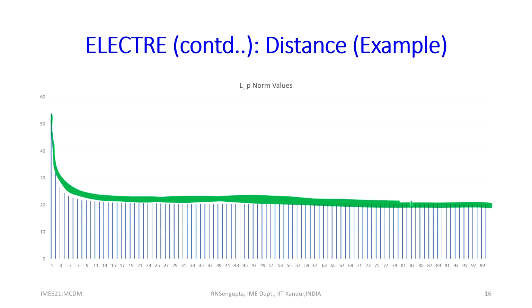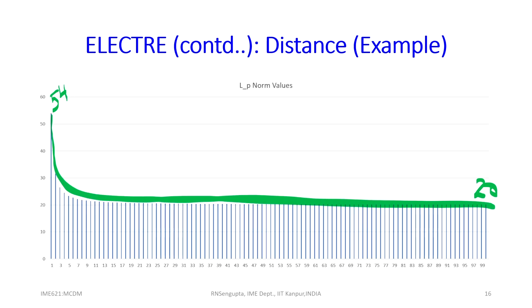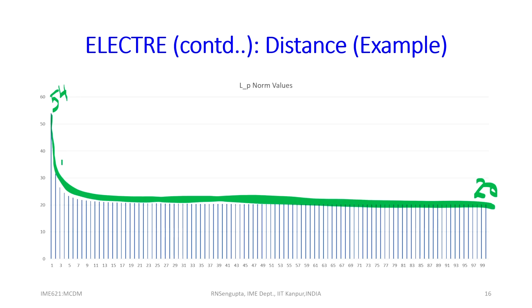The last value, for infinity, was basically 20. The value for L1 was 54, yes, and the second value, for L2, was 31.5. So, it is somewhere here. I have not marked the points, but this is the general characteristic which you have.